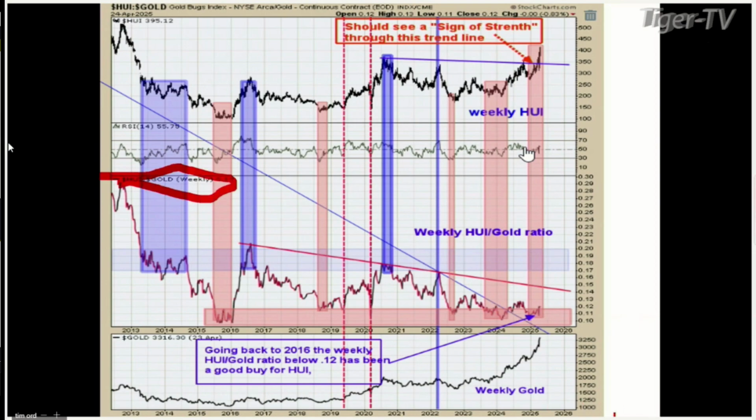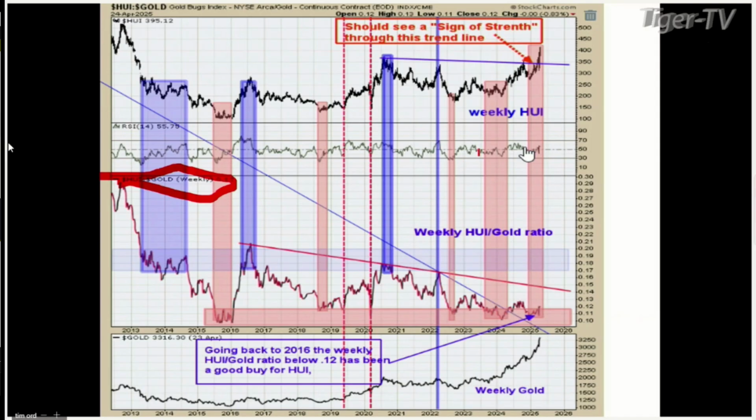It's kind of hard to draw. Anyhow, this is a good buy, and that's all the pink areas. So every time in this pink area, it was a good buy, and this kind of shows you where it was. And the blue areas, when the ratio got too high at 0.17 or higher, that's all the blue areas.